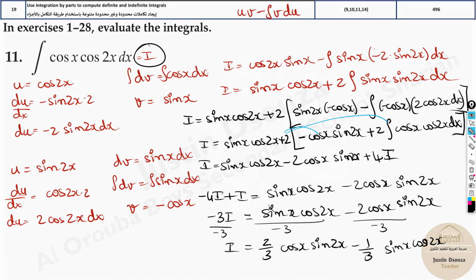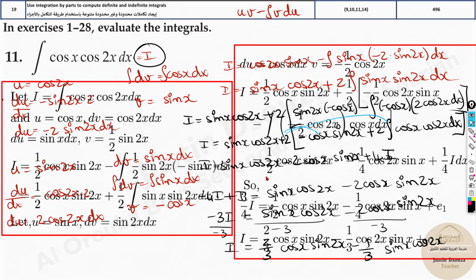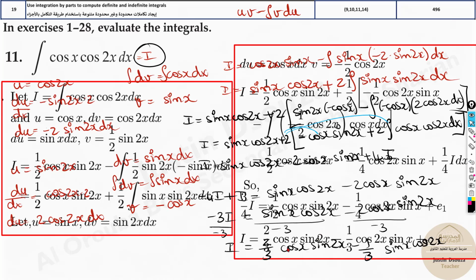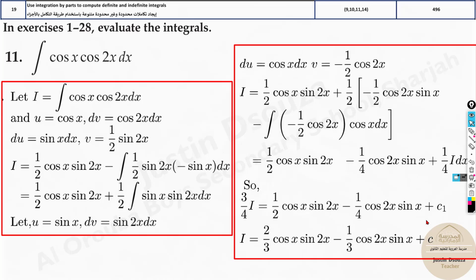Now let's look into the answer to see what we get over here, because they have assumed u and dx to be something else. Let's look here. Yes, this is the same answer we got. You can see here it's 2/3 cos x sine 2x minus 1/3. They have written cos 2x first and then sine x. Now I forgot again, plus c.